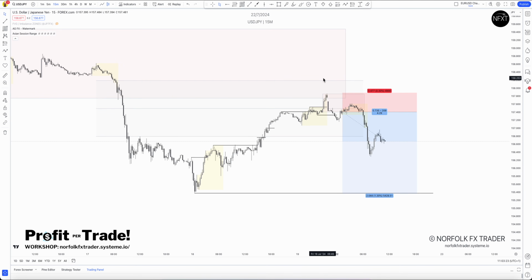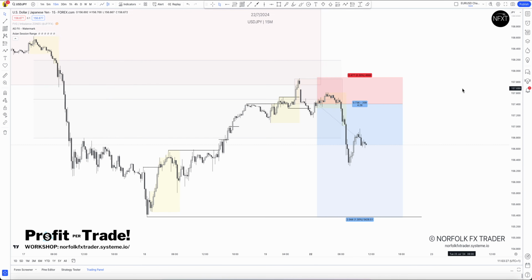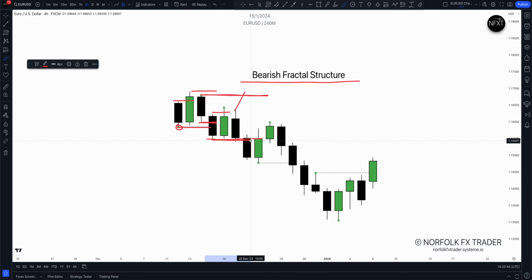Applying a fractal structure. Now, if you don't understand how we mark up our fractal structure, I'm not going to go through that in this video. If you want to learn that, when you've gone through this video, go back to the home page, watch the first video in this fractal structure playlist, then watch every other video afterwards.